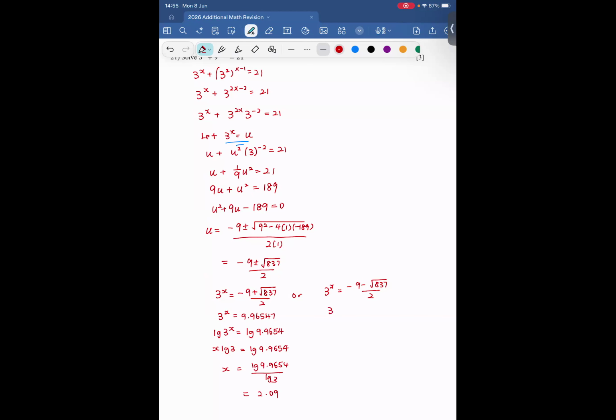Okay, this is a negative number. So 3 power something can never be negative. So this one has no solution. You will not be able to find an x that gives you a negative number.